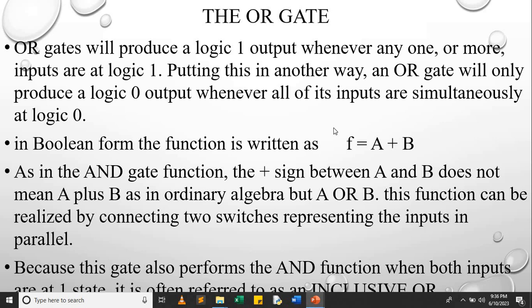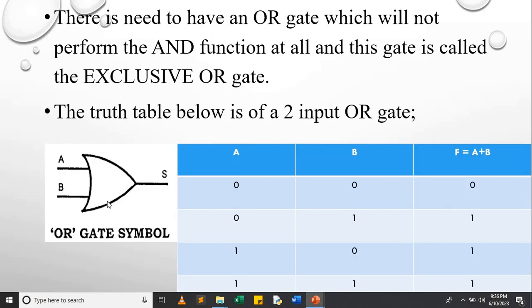Now here, if you have 1 plus a 0, you have a true answer. And we draw it like this. You practice how to draw it. This is the OR gate symbol.